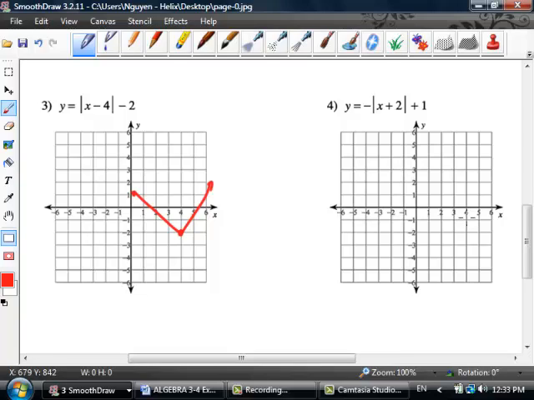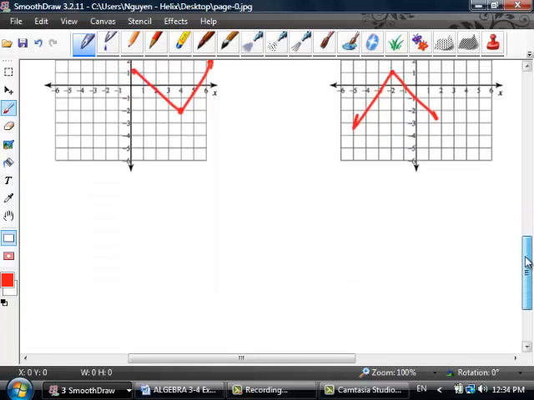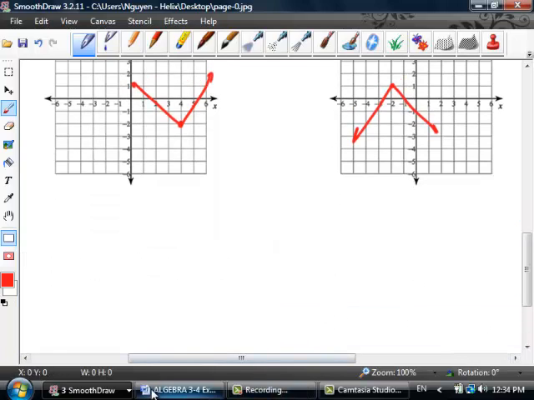Who can describe number 4? Mr. President, how about number 4 for us? Okay. Negative 2, up 1, and it's upside down. Raise your hands if you're 4 for 4 so far. You got 4 correct. Good. Should be a piece of cake with this one.